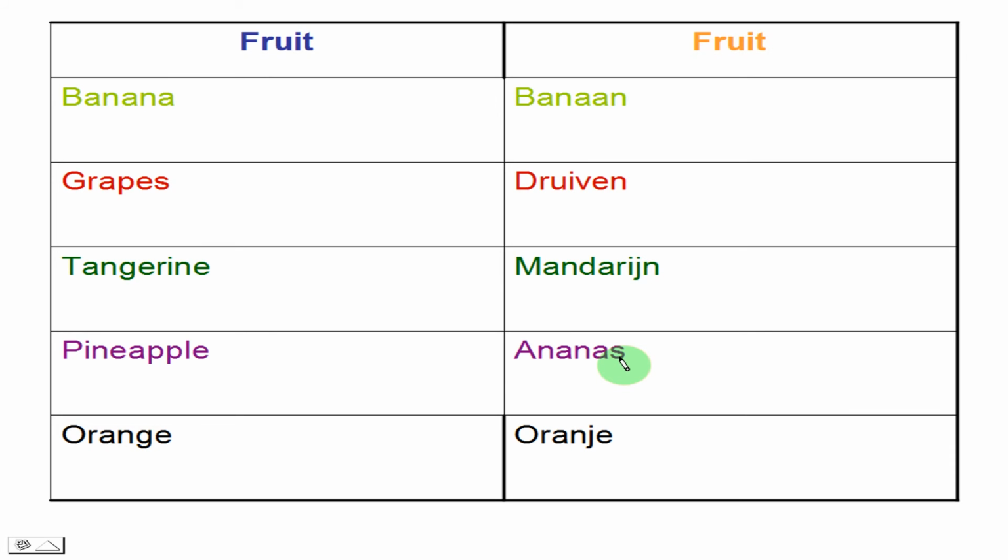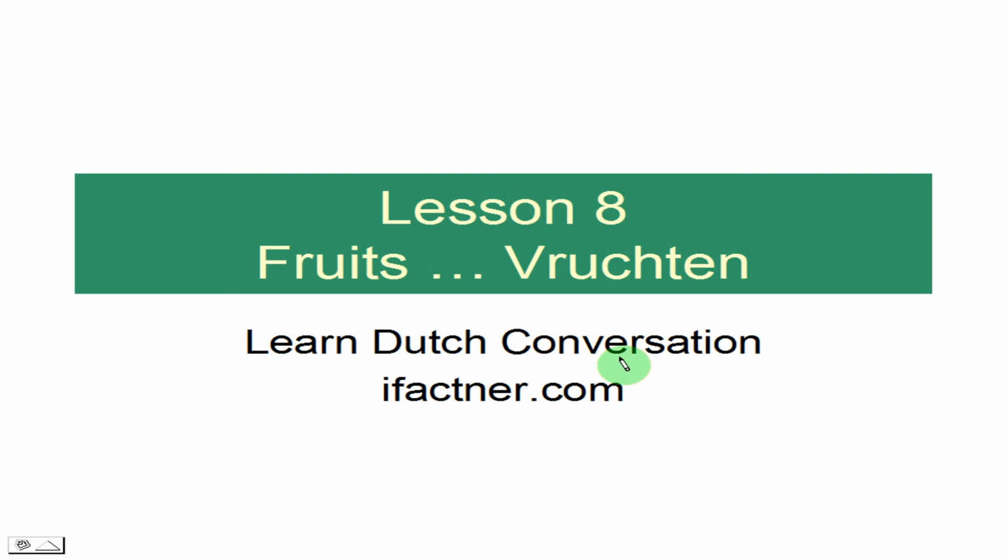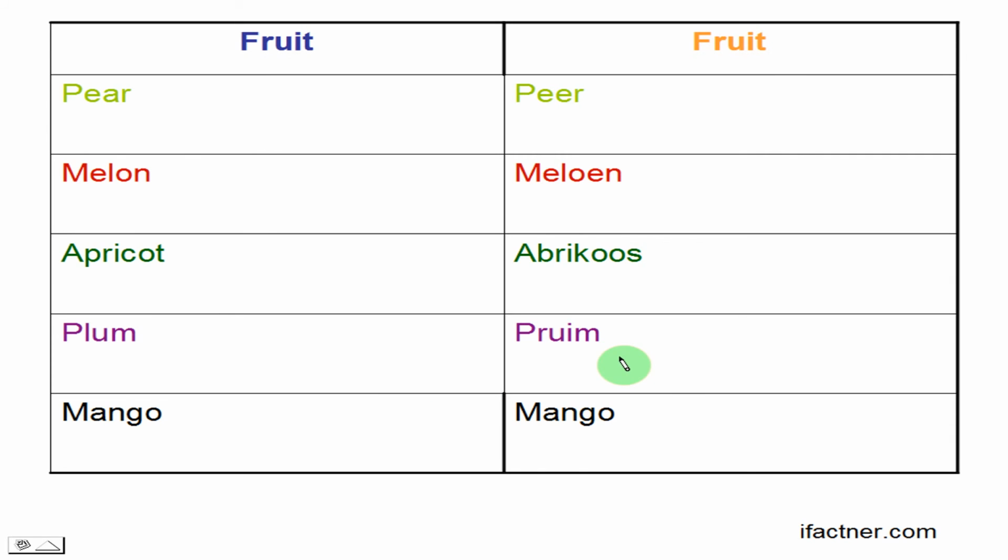So guys and girls, let's start our practice session. I will name the fruits in English and I would expect you to name them in Dutch. Fruit. Fruit. R is with the trill. It's fruit.